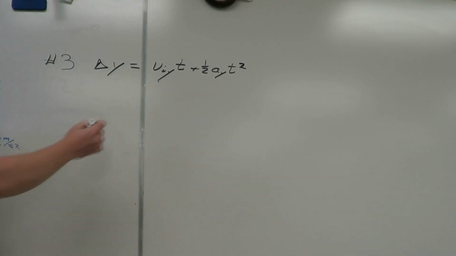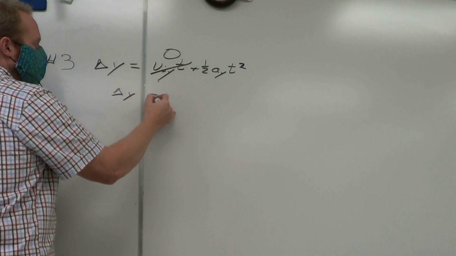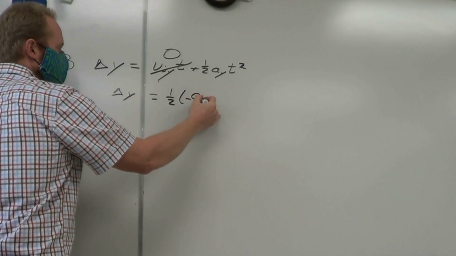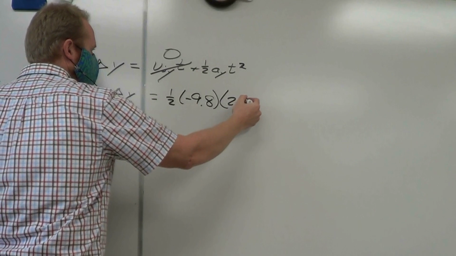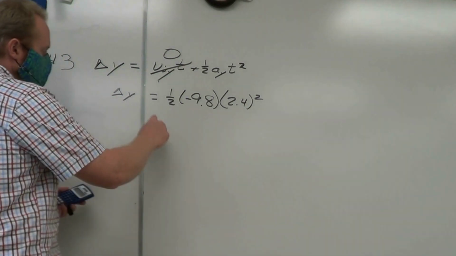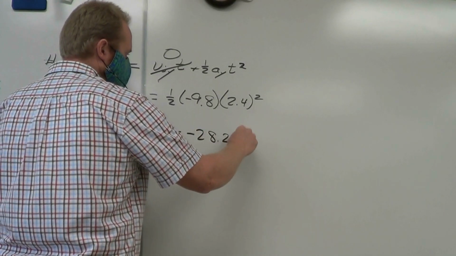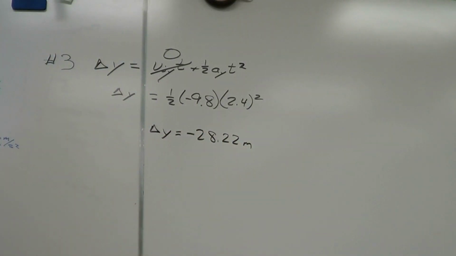So initial velocity in the y direction, because it was a horizontal launch, is 0. This equation simplifies nicely, and we can say delta y is equal to 1/2 times negative 9.8 times my time, which was 2.4 seconds, squared. So my delta y is going to equal negative 28.224 meters. Now, let's quickly talk about this.